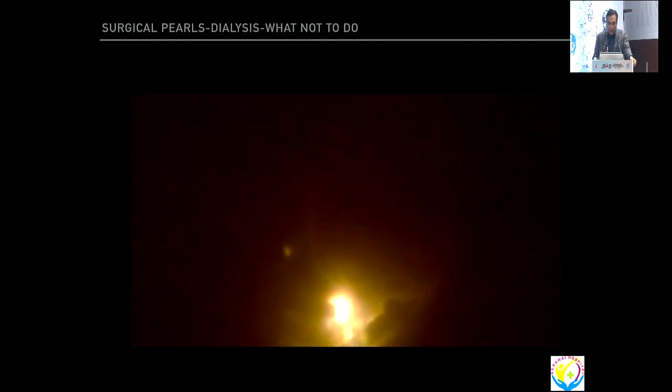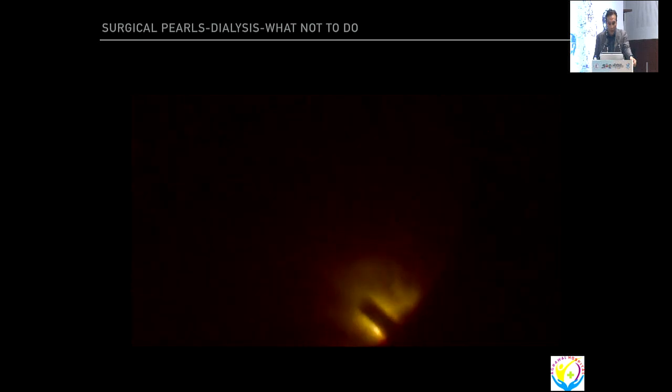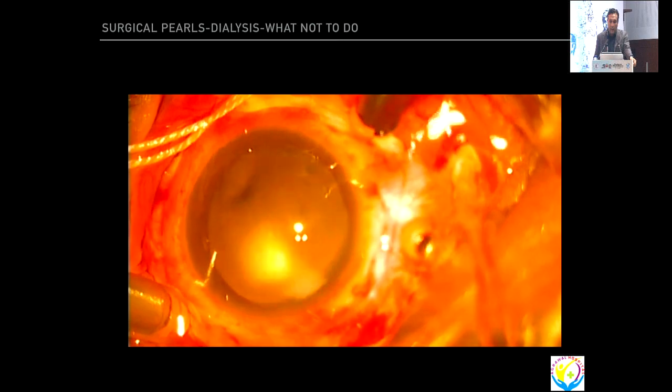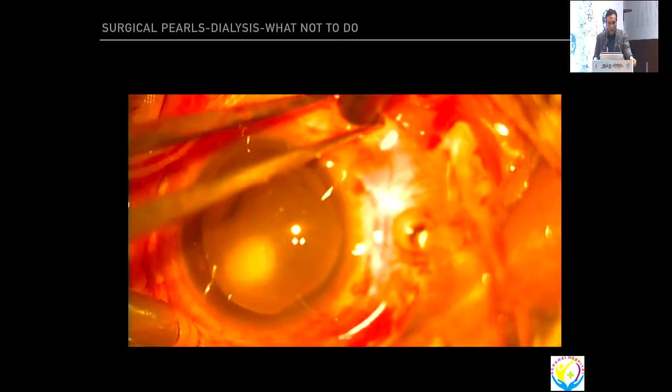And we realized it in due course, and we did not proceed with the surgery and shifted the cannula to the inferior nasal quadrant, and now you can see. This is a quite old video, and the retina then settled. So you have to keep in mind the fluid direction in cases where you're operating on anterior pathology.